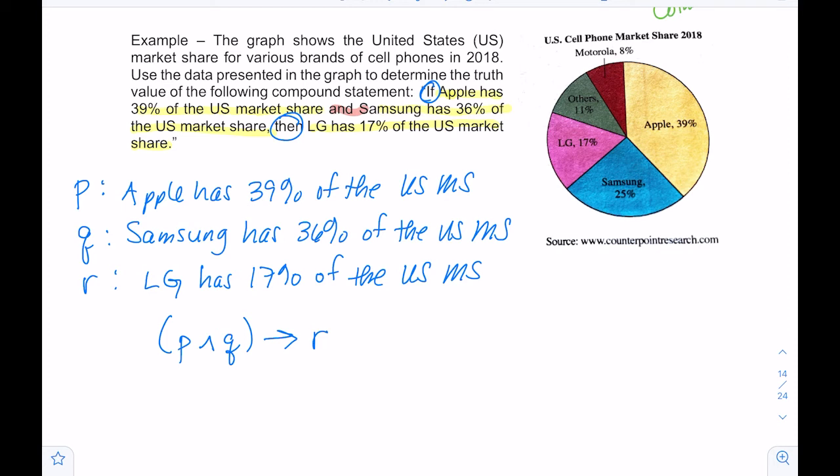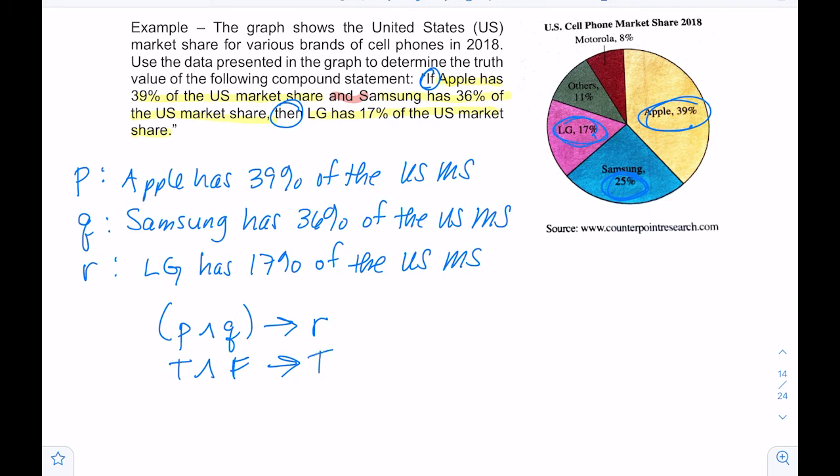So we can solve this without actually making a truth table. By looking at the circle graph, does Apple have 39% of the market share? They do. So P is true. And Samsung, do they have 36% of the US market share? They don't. They only have 25, so that would be false. Does LG have 17%? They do, so that's true.